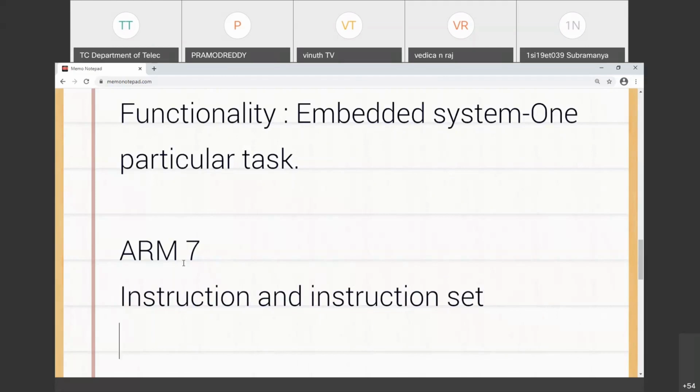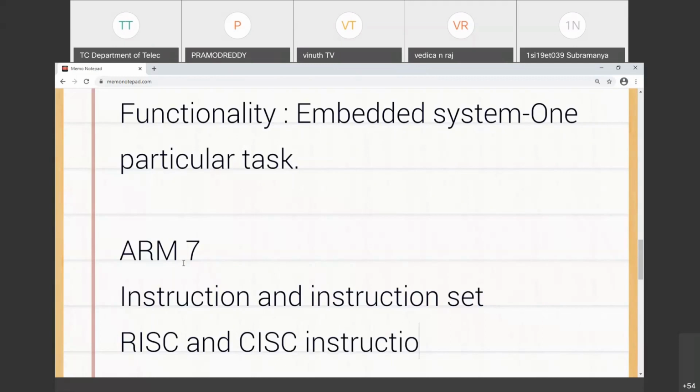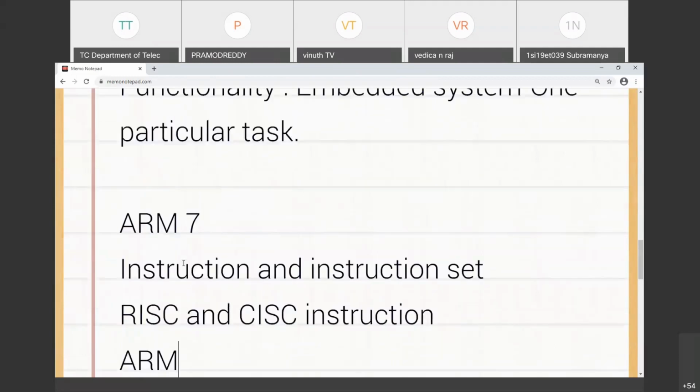Along with that, I need to know what RISC and CISC architecture are. What do you mean by CISC and RISC instructions? I'll say instruction and instruction set, then RISC and CISC instructions, and after that, the ARM instruction set. Please see, I am writing the words with respect to instructions only.